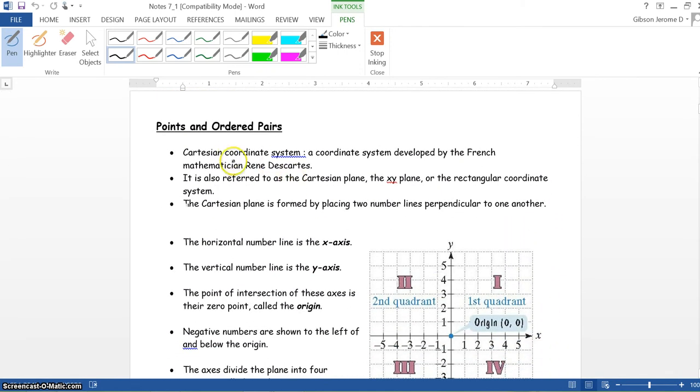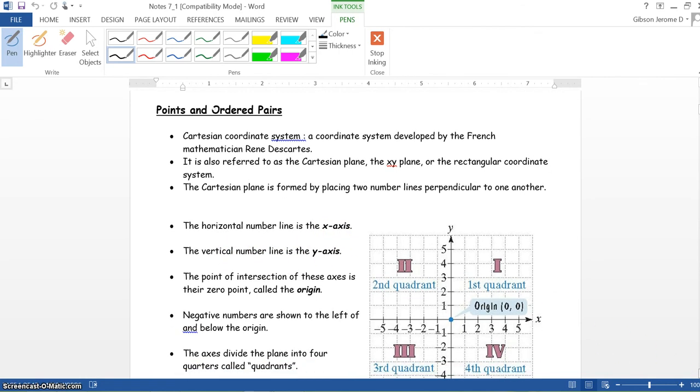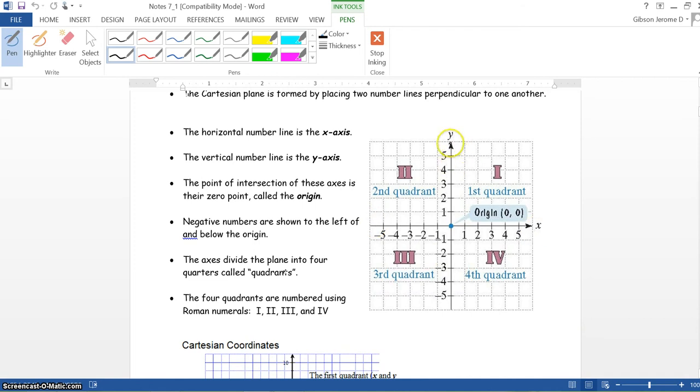Points and origin. Cartesian coordinate system, a coordinate system developed by the French mathematician René Descartes. It is also referred to as the Cartesian plane, the XY plane, or the rectangular coordinate system. The Cartesian plane is formed by placing two number lines perpendicular to one another. The horizontal number line is the x-axis. The vertical number line is the y-axis. What you see here, this is the x-axis, this is the y-axis. The point of intersection of these two axes is their 0 point, called the origin.